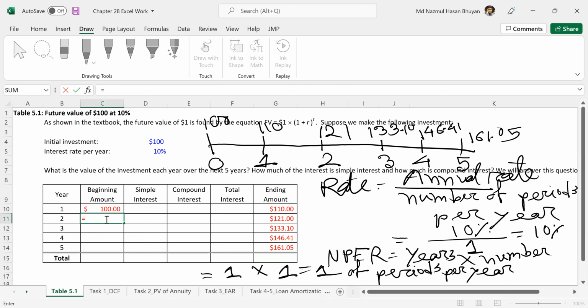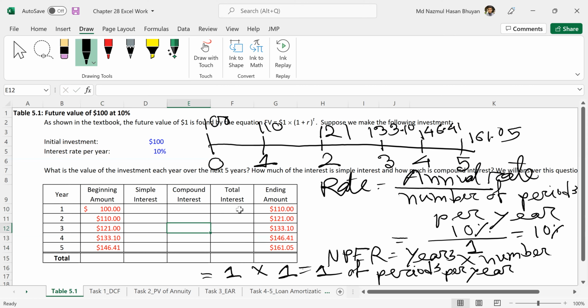All right, so beginning amount of year number 2 is the ending amount of year number 1. Beginning amount of year number 3 is the ending amount of year number 2. Beginning amount of year number 4 is the ending amount of year number 3. Then beginning amount of year number 5 is the ending amount of year number 4. All right.